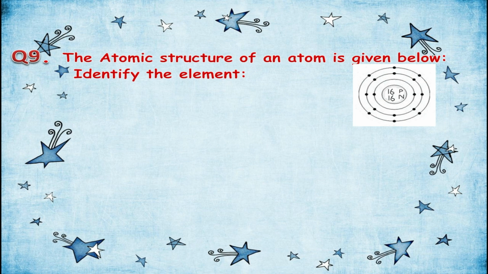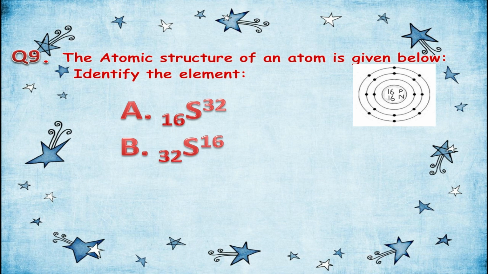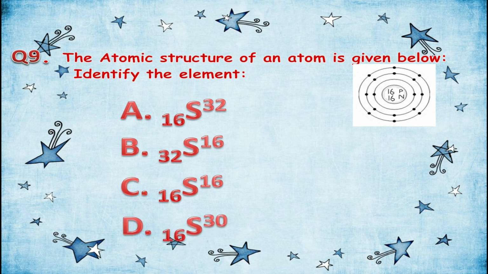Identify the element. Option A is 16S32, option B 32S16, option C 16S16 and option D 16S30. And your time starts now.